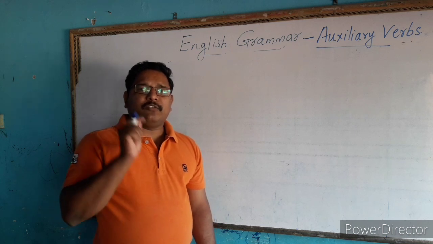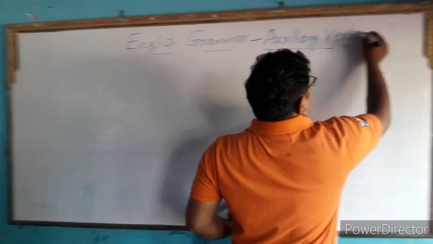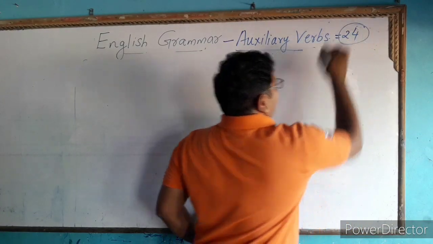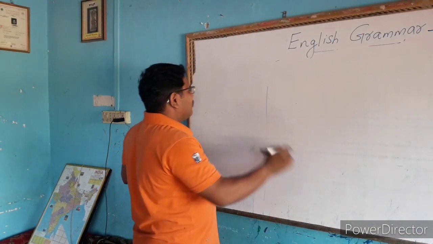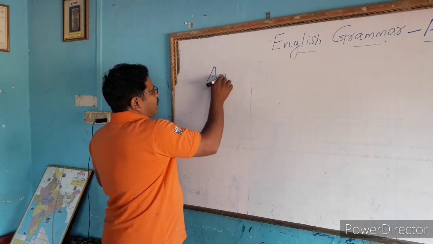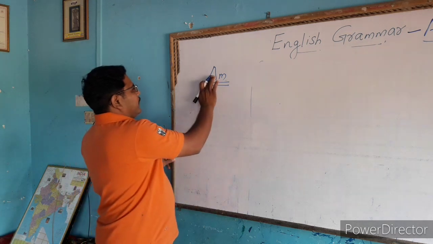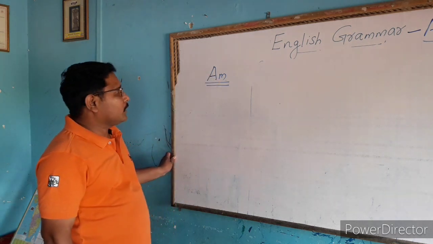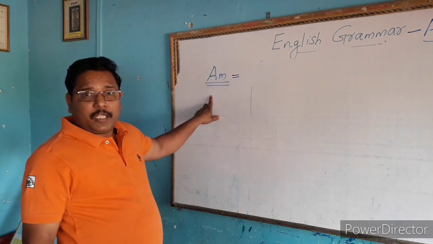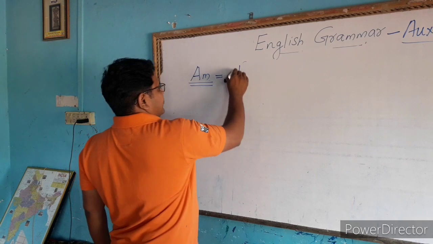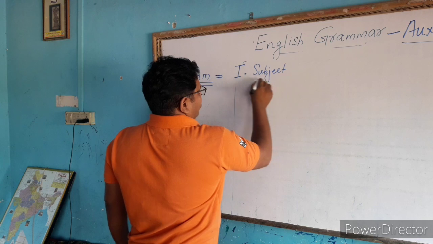I told you there are 24 auxiliary verbs in English. Auxiliary verbs total 24. So I am going to explain one by one. The first auxiliary verb we write is am. See, am, am. This auxiliary verb we only use with the subject I.